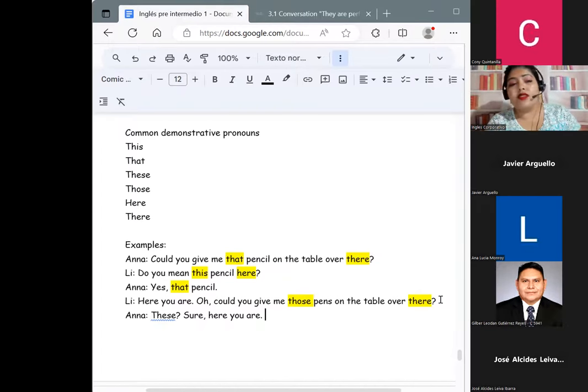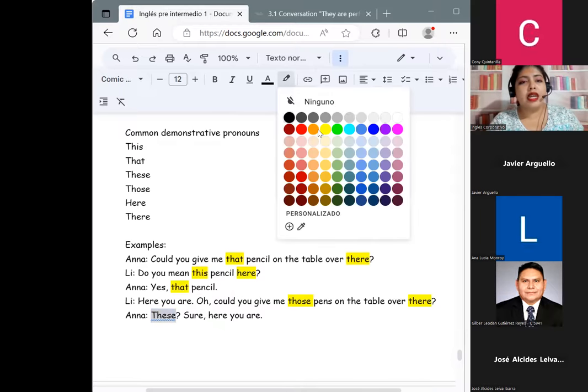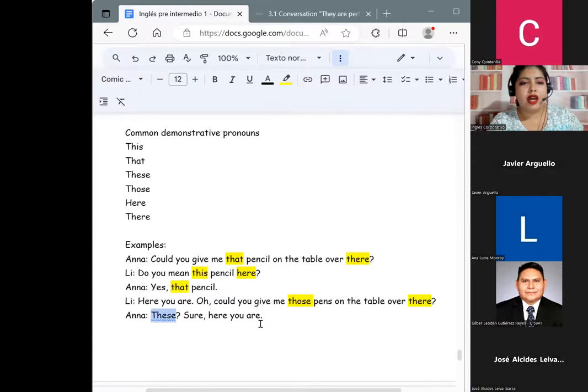Me está ayudando a identificar, ¿verdad? Diferentes ideas y diferentes cosas. So, in that case, we need to practice using these words when we are having a conversation. And also, think about how many times do you use these kind of words.